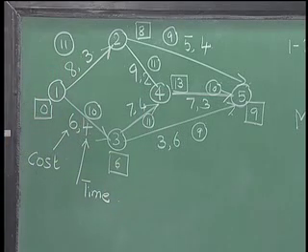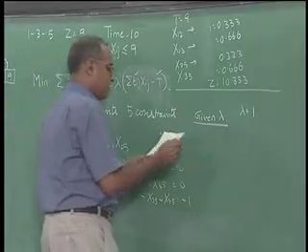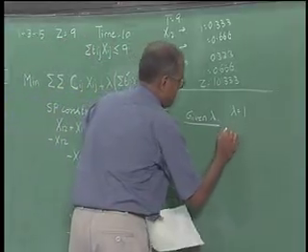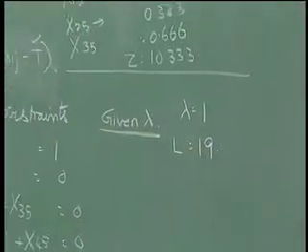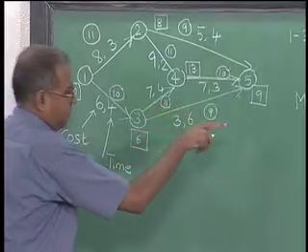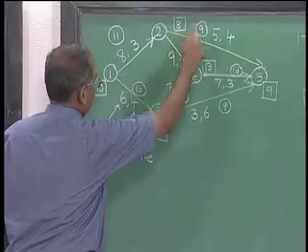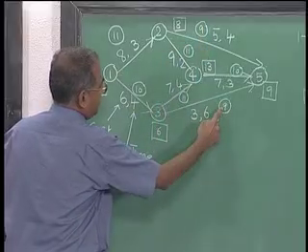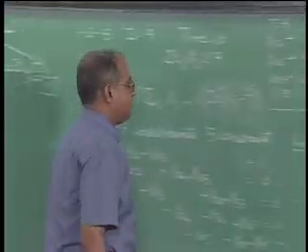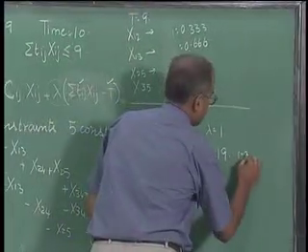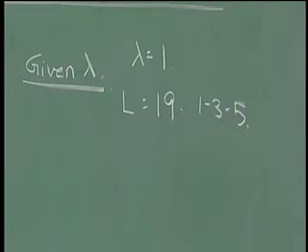So if we now solve this for lambda equal to 1, we would get a shortest path, a solution with z, or it is called L, equal to 19. Now what happens? If we solve this for lambda equal to 1, this path is 11 plus 9, 20, this path is 10 plus 9, 19. So this path will come into the solution. So 1 to 3, 3 to 5, with L equal to 19. L is the value of the objective function.